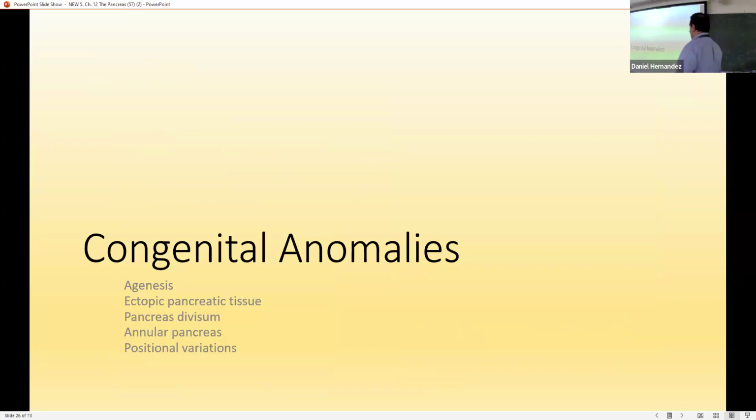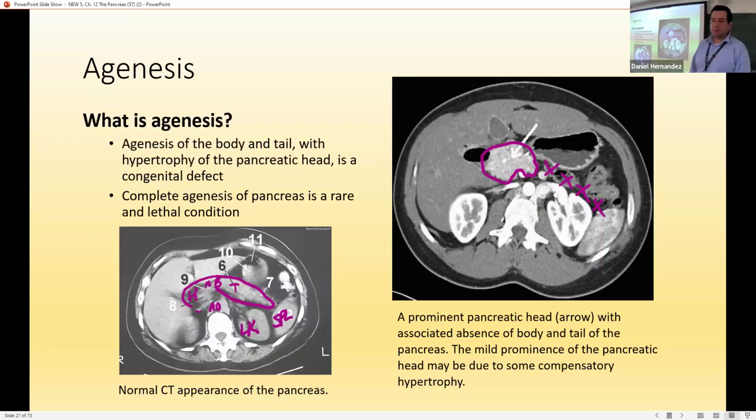So, some congenital anomalies. Agenesis. This is basically when the body fails to properly form an organ. So patients who have agenesis of the pancreas might have agenesis of the body and tail, with some hypertrophy of the head, meaning that the head is going to be larger to compensate for the missing body and tail in this case.